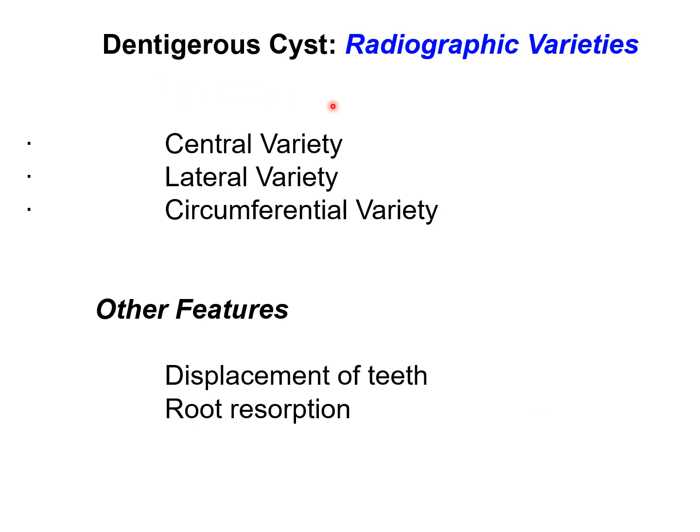There are three main radiographic varieties of dentigerous cyst. The classical central variety, where you see pericoronal radiolucency around the crown of a partially erupted or impacted tooth. The lateral variety, where the radiolucency is in a lateral location. And finally, a circumferential variety, where the cystic lesion completely envelops the tooth. That's known as the circumferential variety. Other features of dentigerous cysts are displacement of teeth and root resorption, particularly with infected cysts where there is significant inflammation. It is not unusual to see significant root resorption of the adjacent teeth.